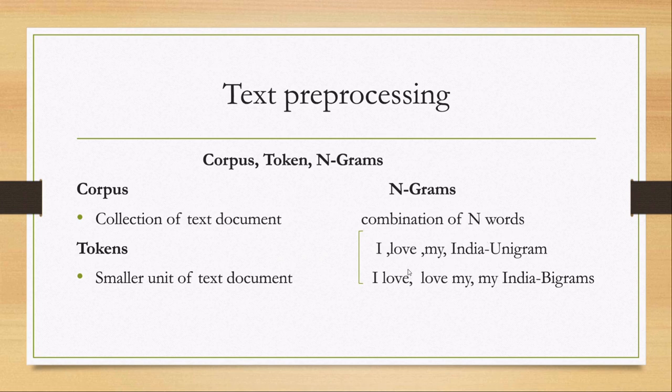Like in this example, I, love, my, India. These are all separated by commas and only one word is together, so it is a unigram. And in the next example, two words are together, like I love, my India. So it is a bigram.